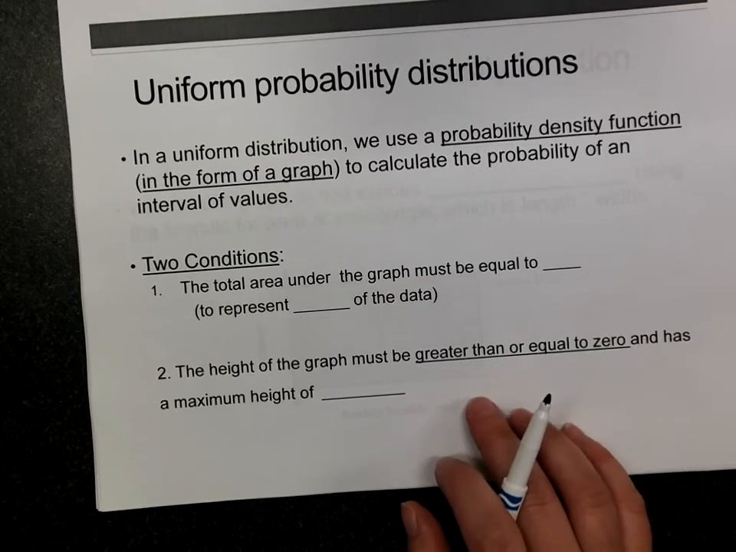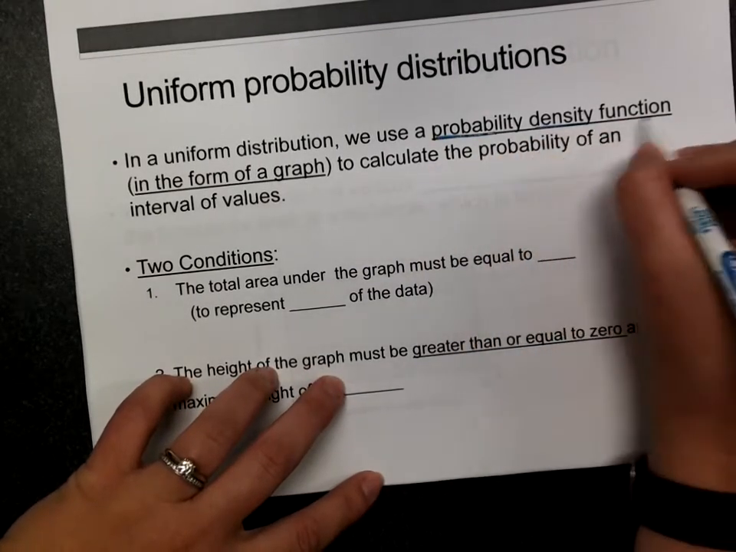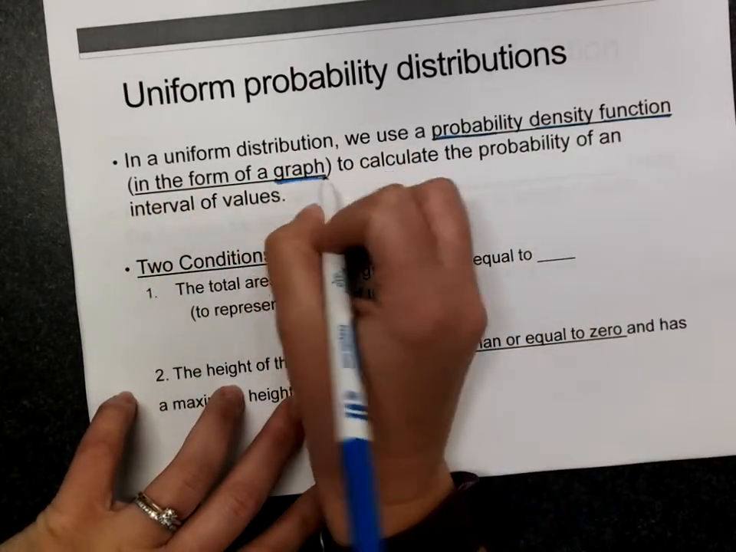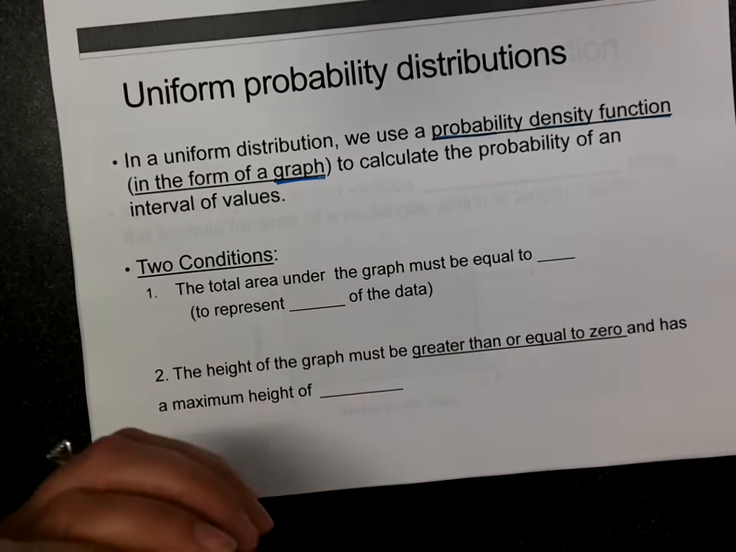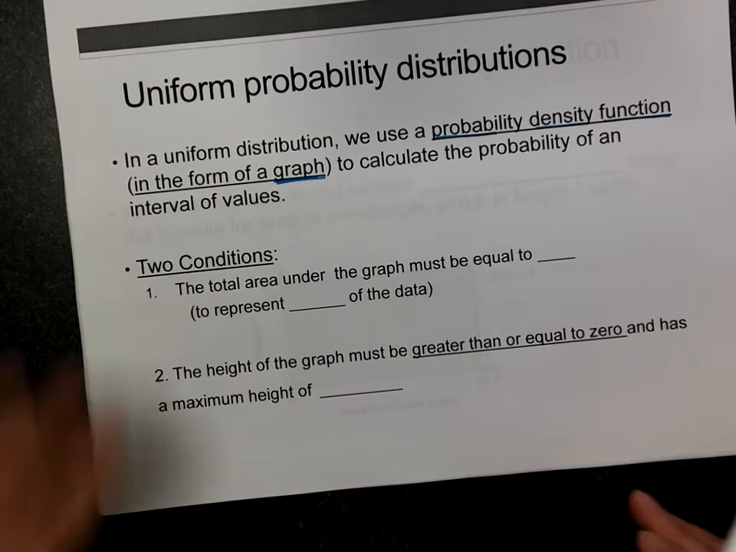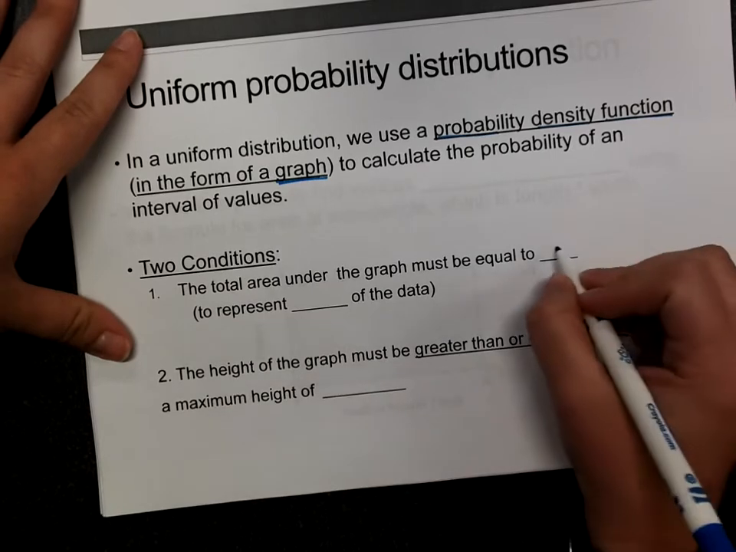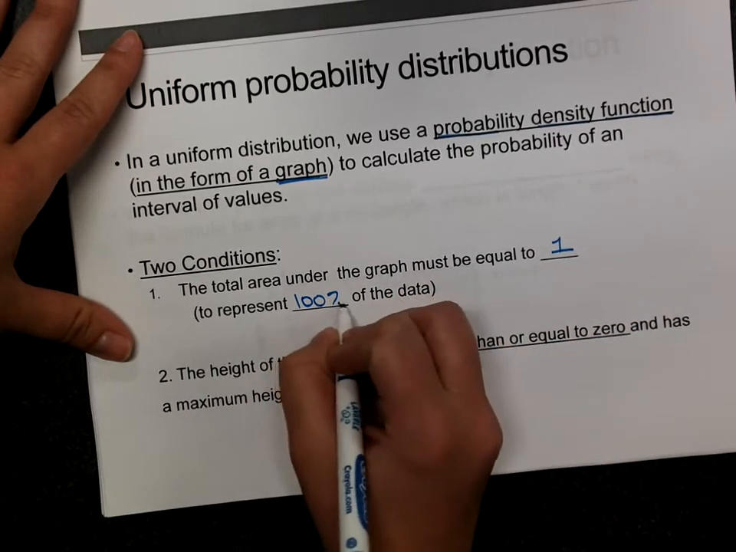So in a uniform distribution, we use what's called a probability density function in the form of a graph. So we're going to be visually drawing a graph to help us calculate the probability for those intervals of values. It has 2 conditions that hopefully will make sense since we've talked a lot from chapter 5. The total area under the graph must be equal to 1 to represent 100% of the data.